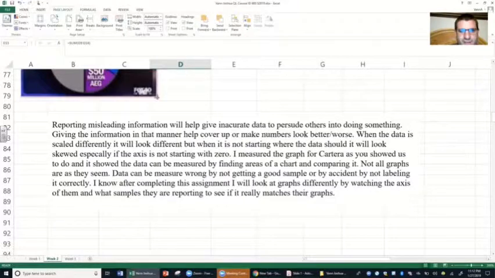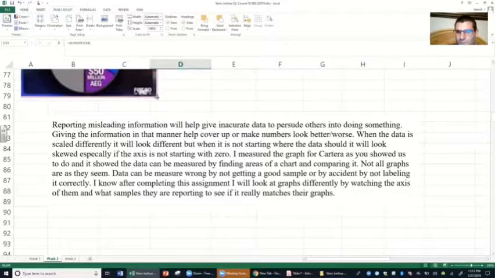Reporting misleading information will help give inaccurate data to persuade others into doing something. Giving the information in a manner that helps cover up or make numbers look better or worse. When the data is scaled differently, it will look different, but when it is starting where the data should, it will look skewed, especially if the axis is not starting with 0.